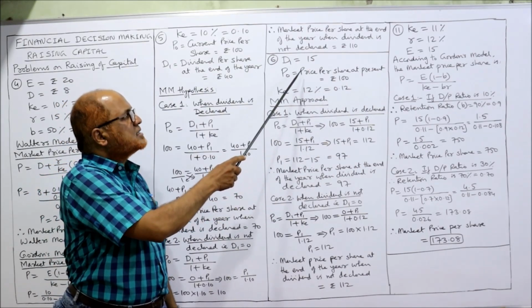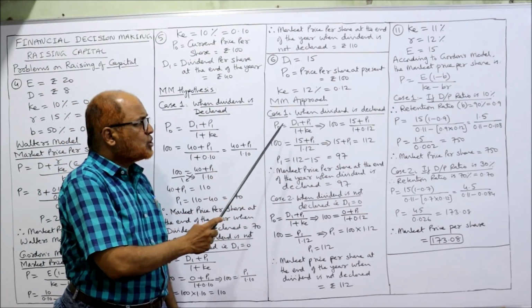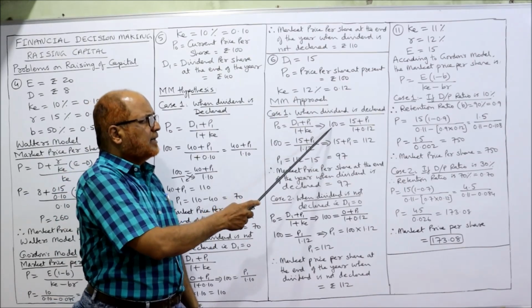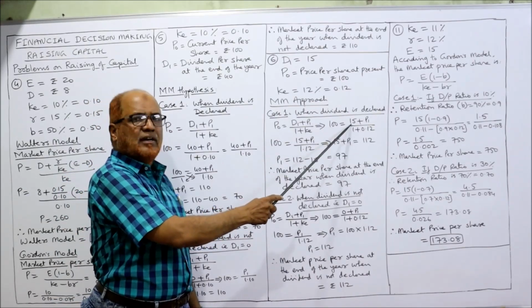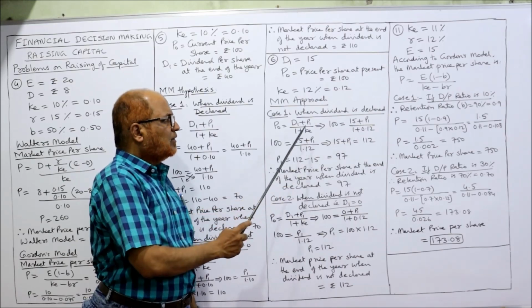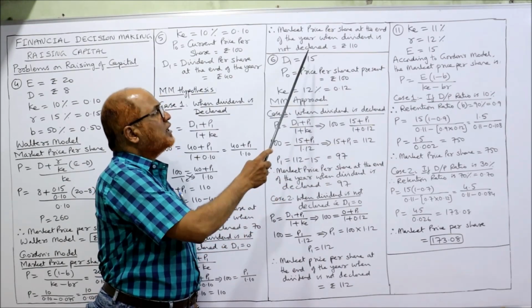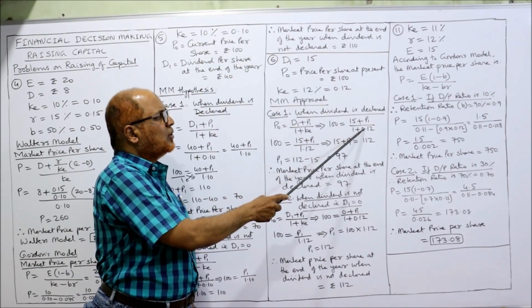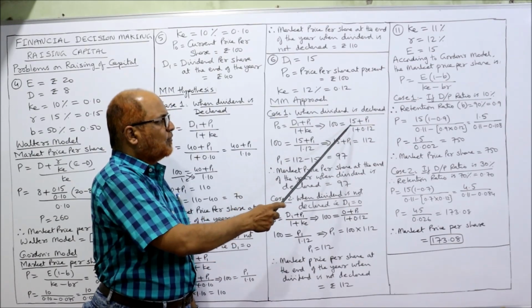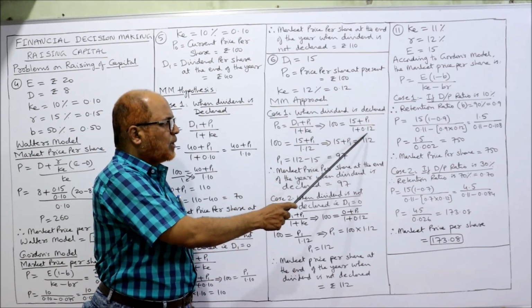P0, the current market price, is 100. So in place of P0, we'll write 100. D1 is 15 plus P1, divided by 1 plus Ke. Ke is 0.12. So 100 is equal to 15 plus P1 divided by 1.12.